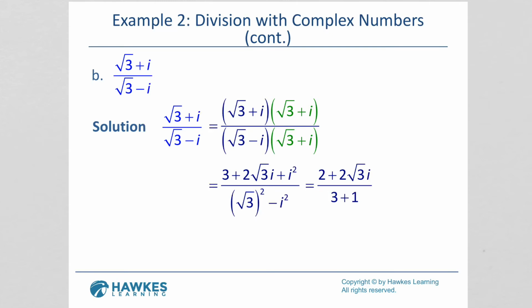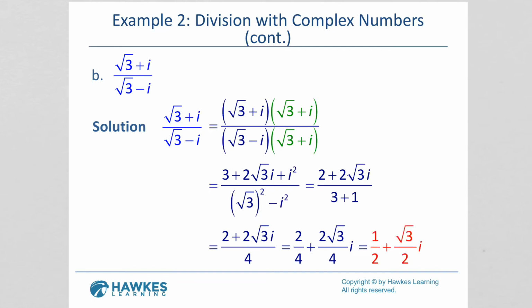Simplifying my numerator, I have 2 plus 2 square root of 3i over, my simplified denominator is 3 plus 1. This gives me 2 plus 2 square root of 3i over 4. Breaking that apart, that gives me 2 over 4 plus 2 square root of 3 over 4i. And reducing, that gives me 1/2 plus square root of 3 over 2i.